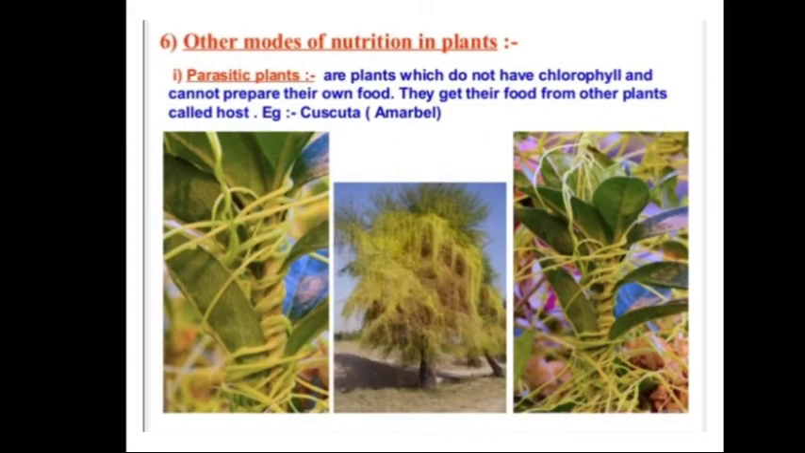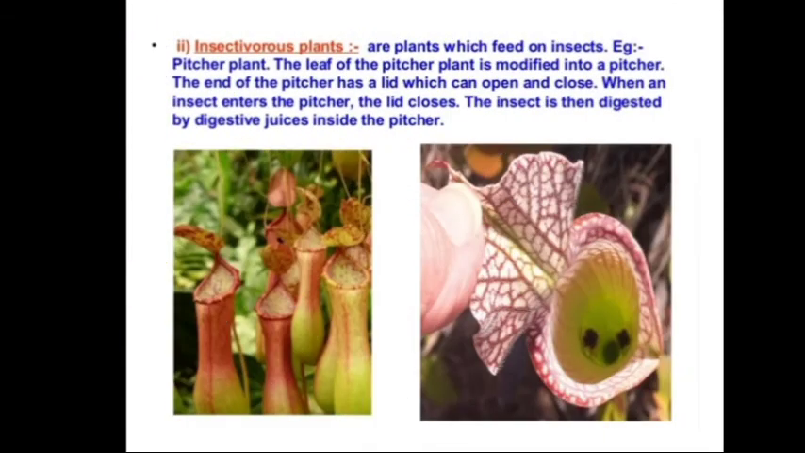Other modes of nutrition in plants are parasitic plants. Parasitic plants are plants which do not have chlorophyll and cannot prepare their own food. They get their food from other plants called hosts. Example: Cuscuta, also called amarbel. Insectivorous plants are plants which feed on insects.